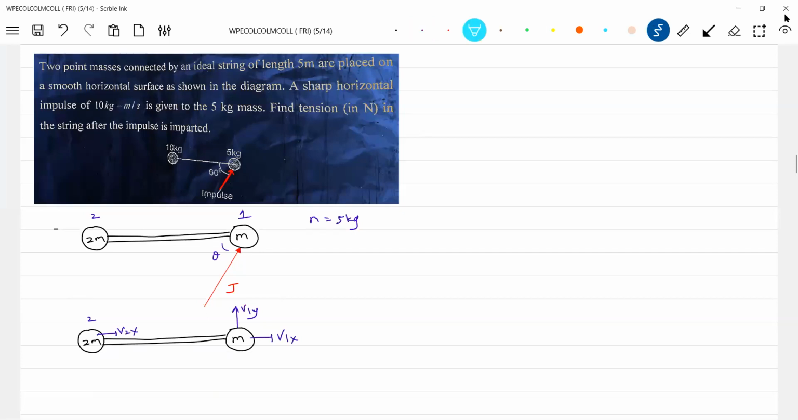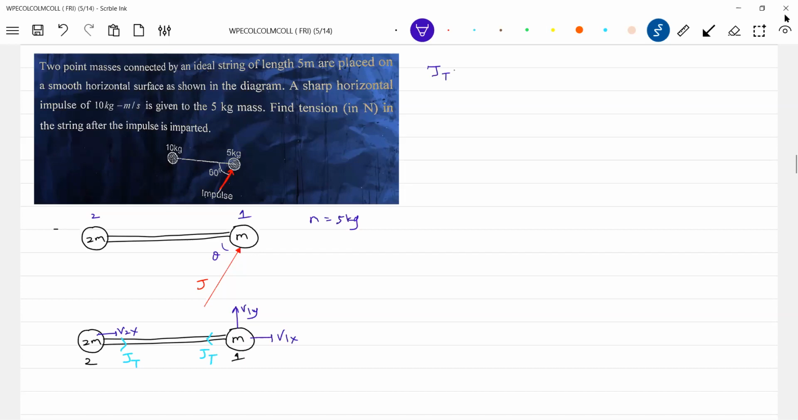And there'll be an impulse set up in the string, that is JT. Impulse J is applied. Just after the impulse, we can see this particular motion here. Okay, let's write. So J cos theta. I'll write down the set of equations, first on ball 2.